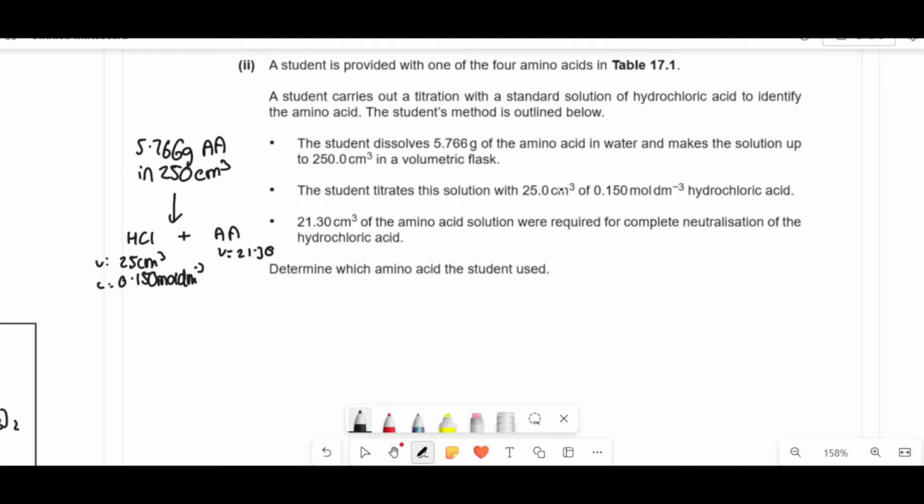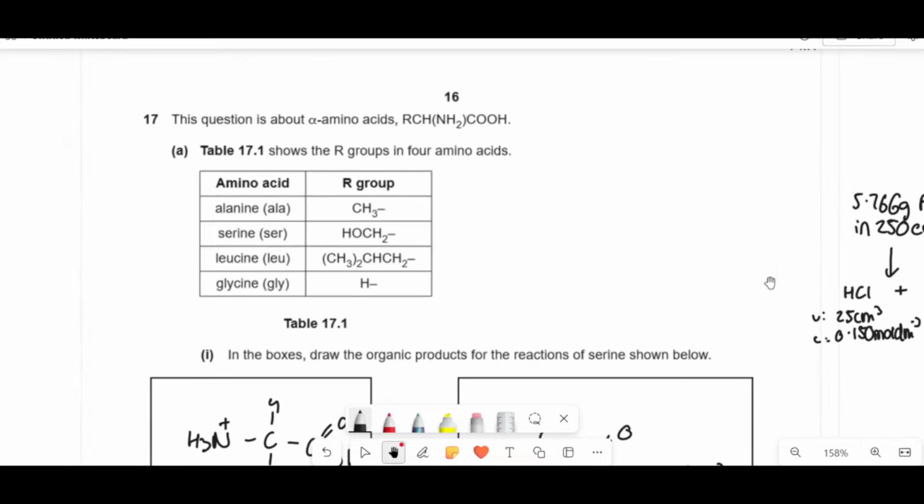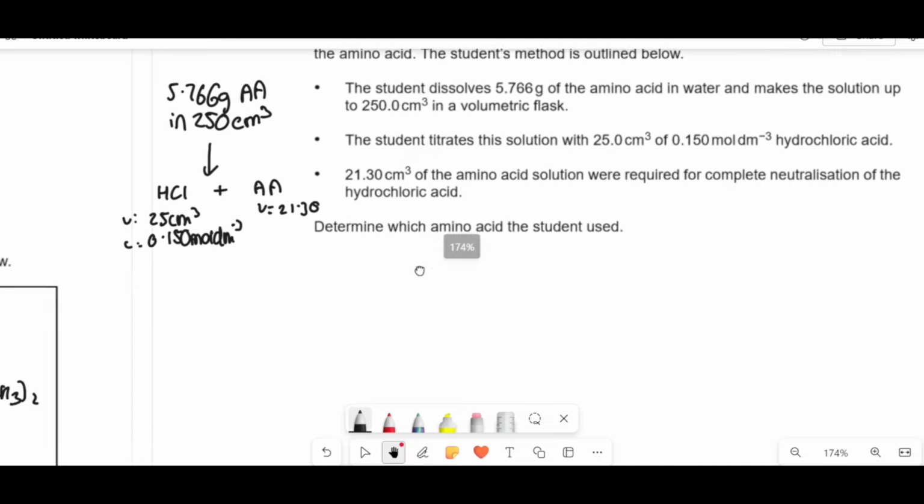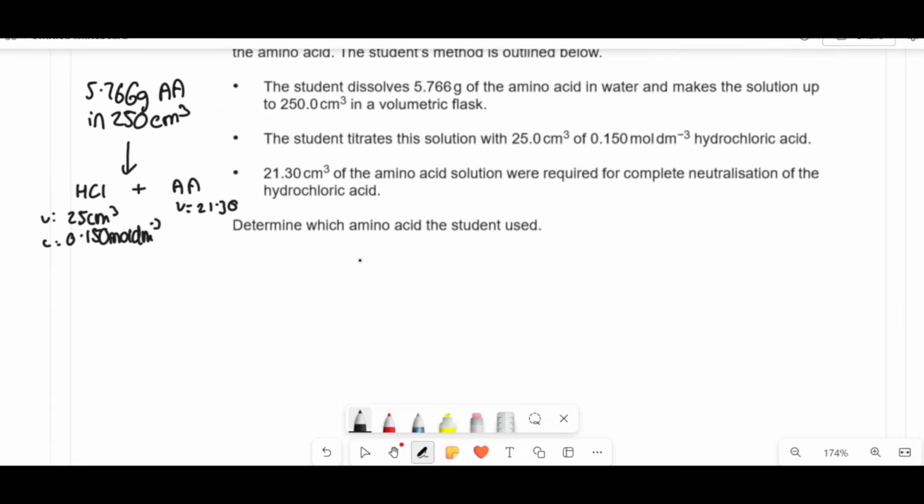You guys have got to learn how to read and use it properly, yeah? And it says determine which amino acid they used. So in order to work out the amino acid here, using the mass and all of this stuff, we're going to have to use their moles and their MRs and all that jazz, right? So you should always sketch out a quick equation on what's happening every single time, even if you don't get one.